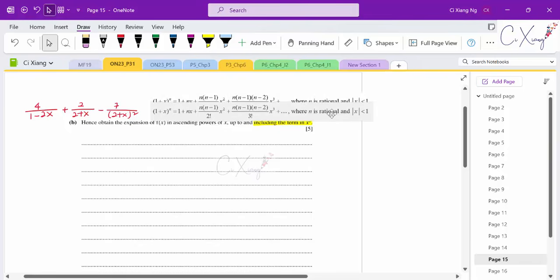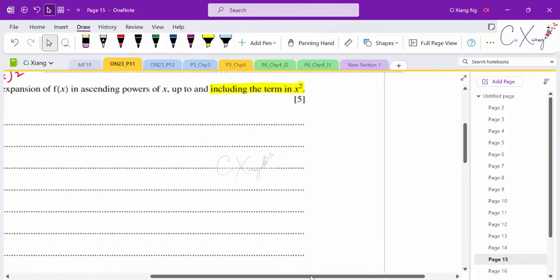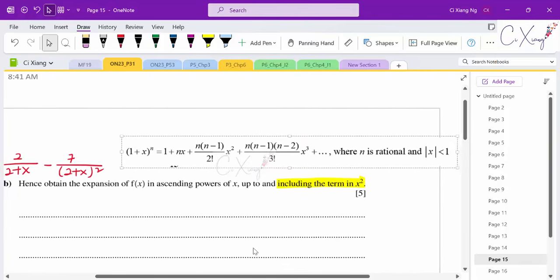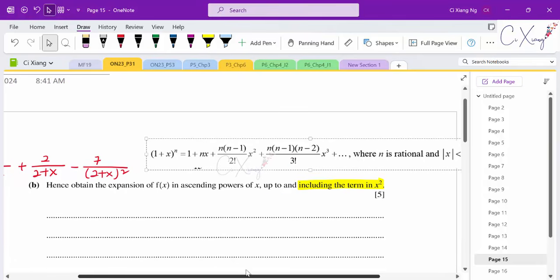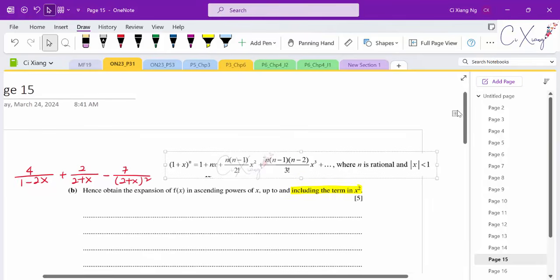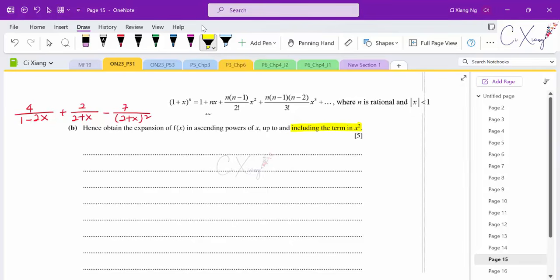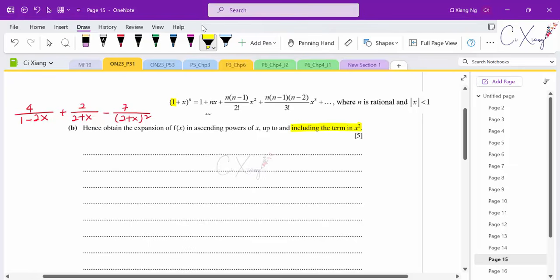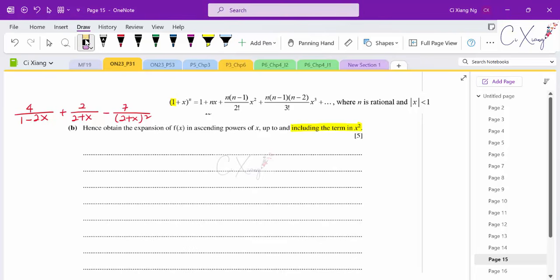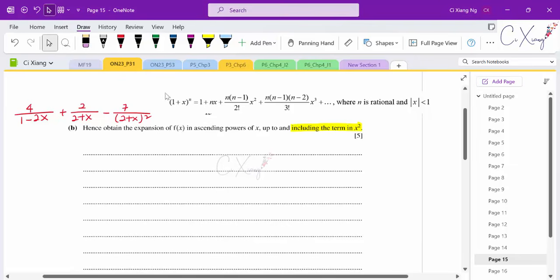Okay, so if you refer to this formula provided, you need to be aware that to apply this formula, the first term must start with 1. And then you must put your equation in the pattern of (1 + x) to the power n. So you have to reverse it in that way.